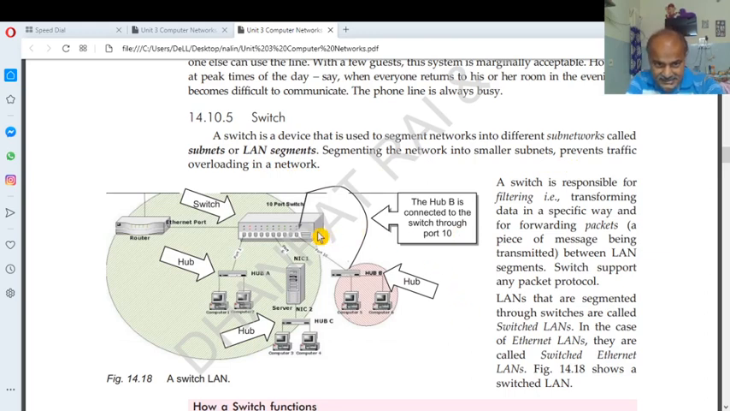You see here there is an example. This big picture is showing a switch. Clear? And these are the hubs. So the hubs are connecting to the switch. Here you see another hub, which is also connecting to the switch. So actually this is a network, this is a network, you can say this is a subnet, and these networks are connected to the switch.